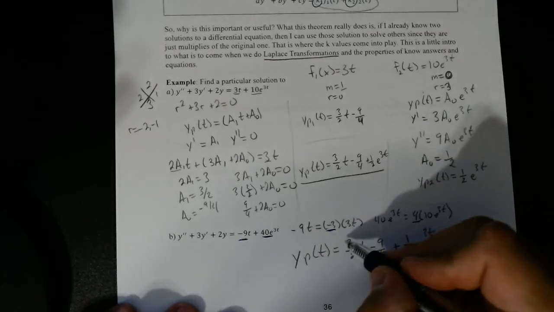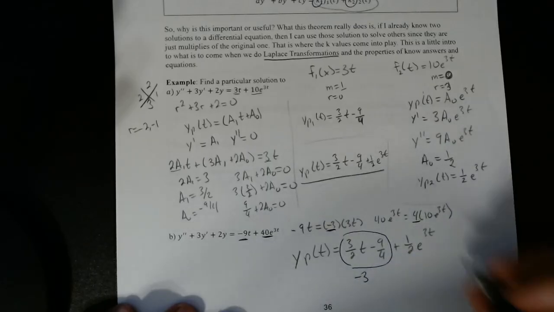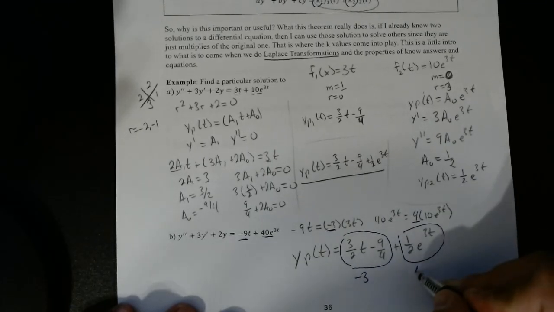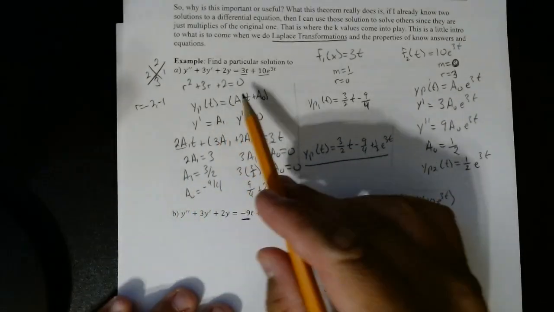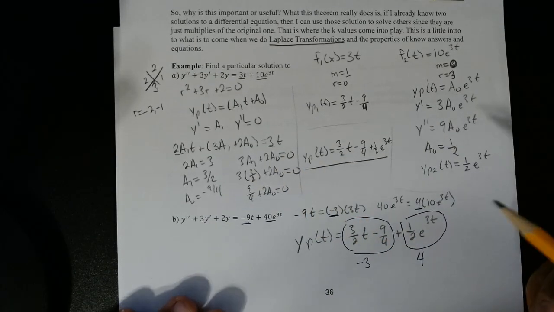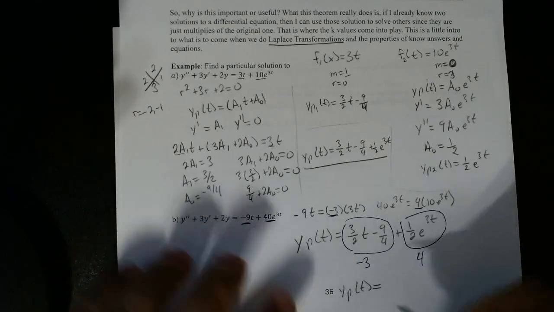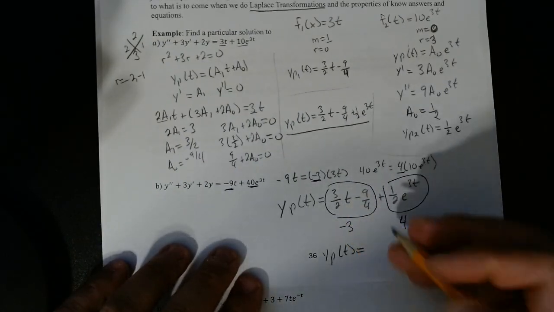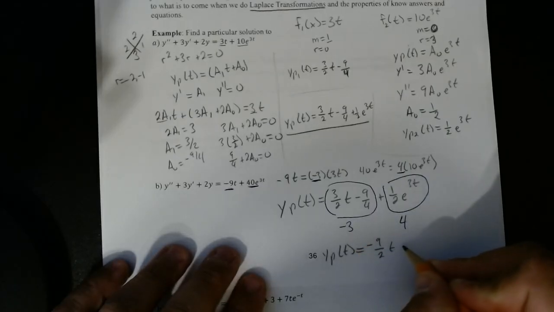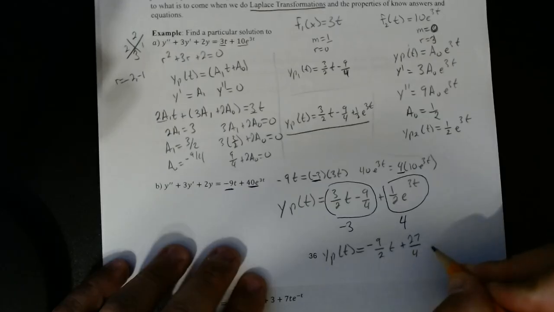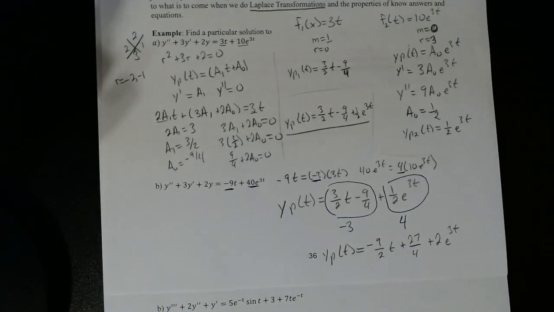so therefore, this part right here, I will multiply by negative 3, and this part here, I'm going to multiply by 4. So you actually don't have to do this whole process as long as we know that initial step here. Because again, they're just scalars of each other. So really, my particular solution for this situation will now be, we'll just multiply everything by negative 3. So negative 9 over 2t plus 27 over 4 plus 2 e to the 3t.